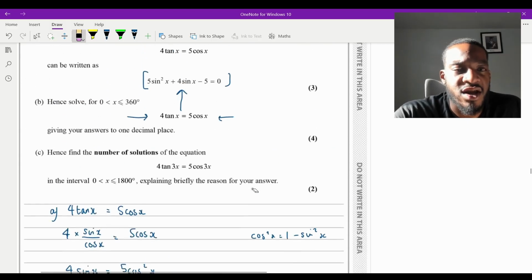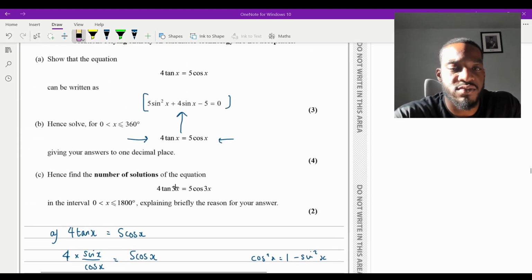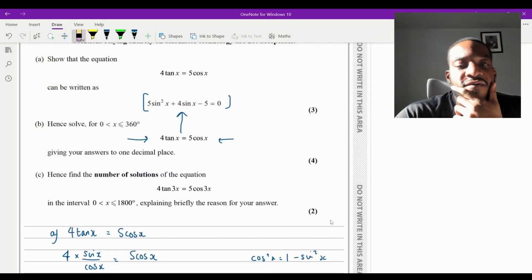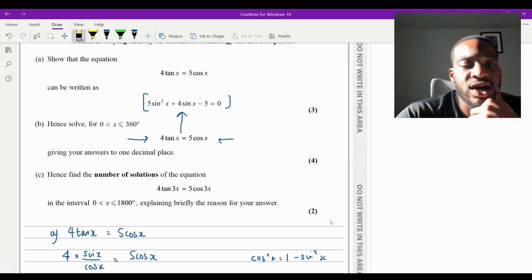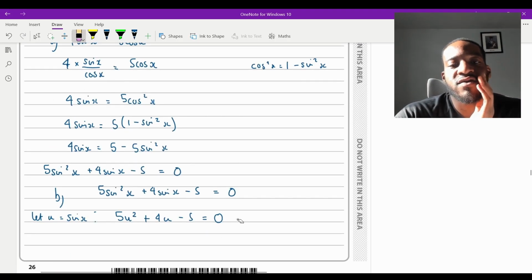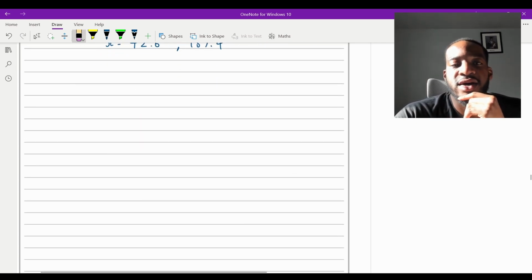So that's done. Now part C says, for 2 marks: Hence find the number of solutions of the equation 4 tan 3x equals 5 cos 3x in the interval 0 to 1800 degrees. Explain briefly the reason for your answer. Okay, so I'll do it here.